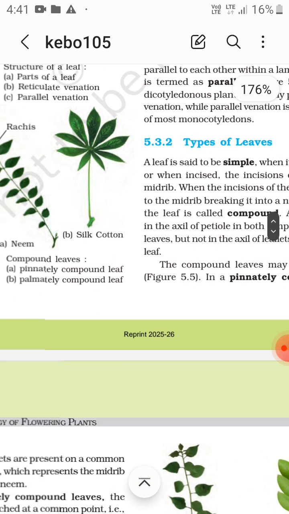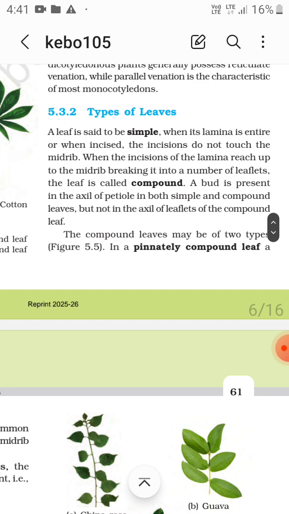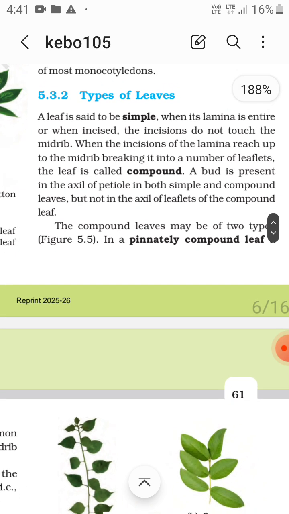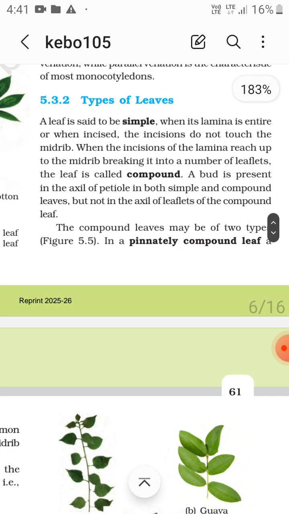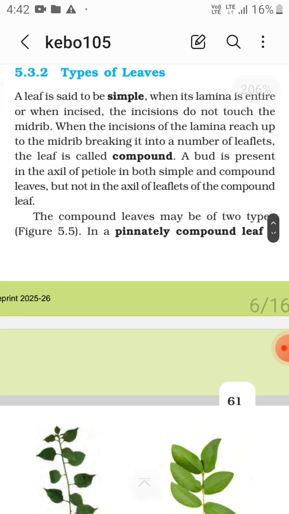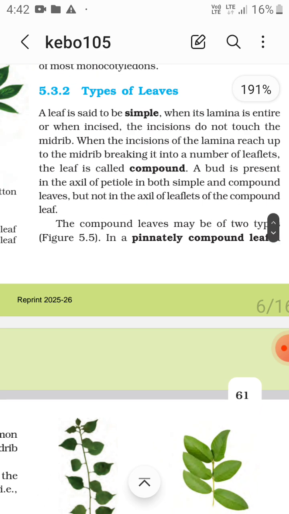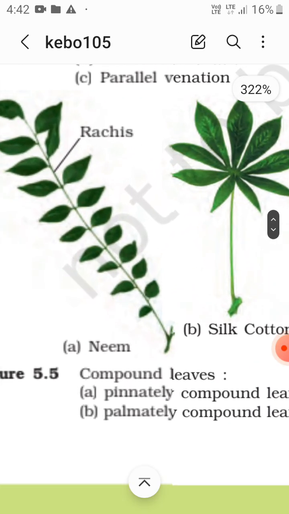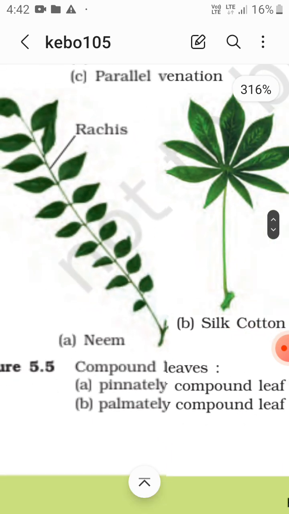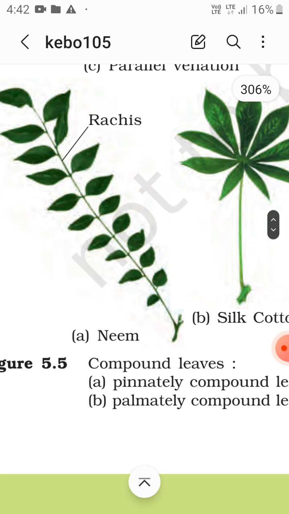Okay. Now the types of leaves. A leaf is said to be simple when its incisions do not touch the midrib. When the incisions of the lamina touch the midrib, it forms a number of leaflets, and that is the compound leaf. A bud is present in the axil of the petiole in both simple and compound leaves, but not in the axil of the leaflets of the compound leaf. You can see here, in neem there is no axillary bud in every leaflet, right?